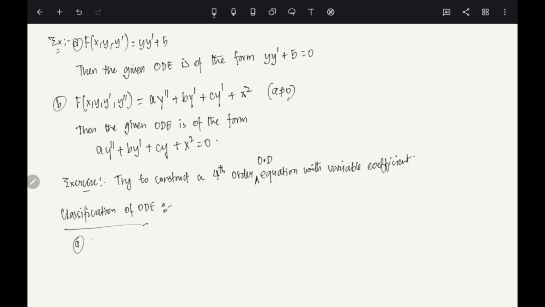I will say that there is something called a linear equation. So what is the definition? An nth order equation, again ODE, this equation, is said to be linear.